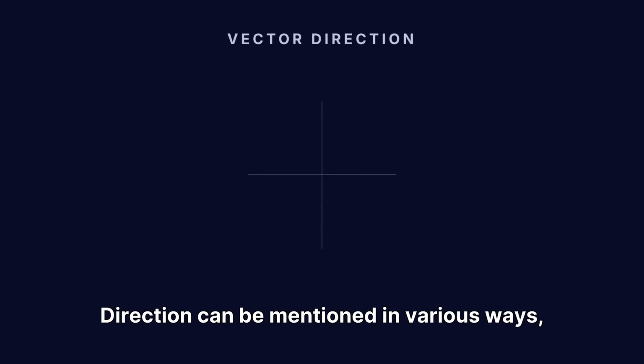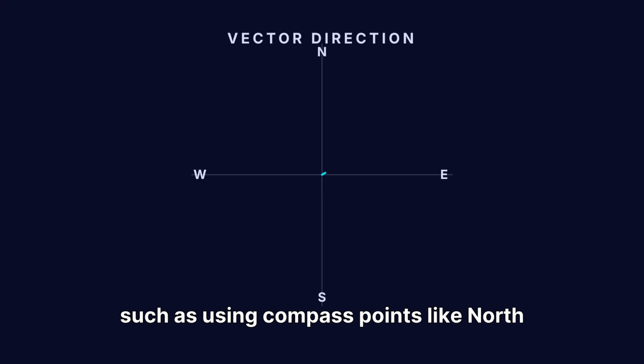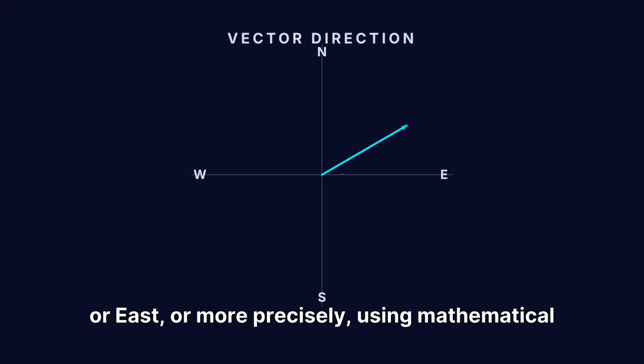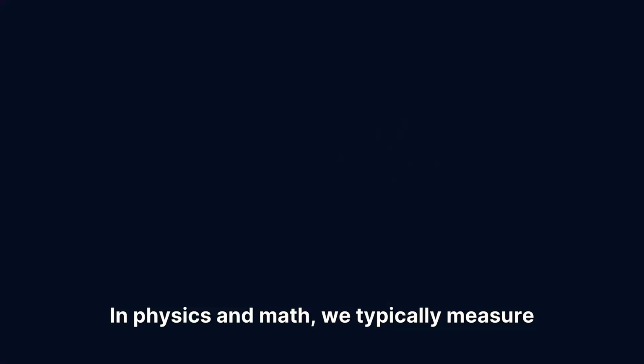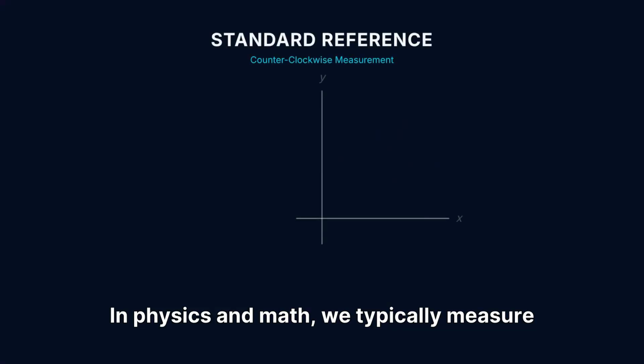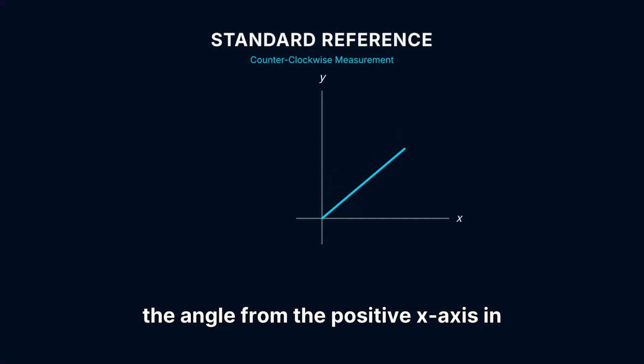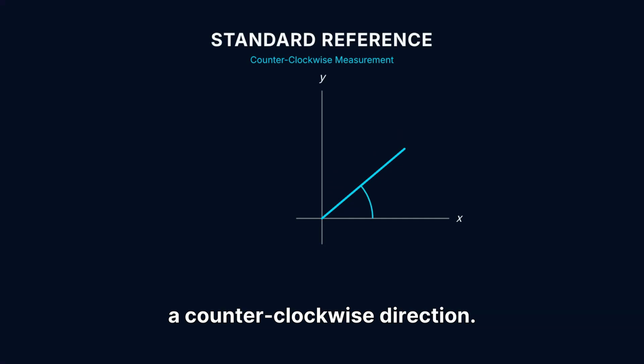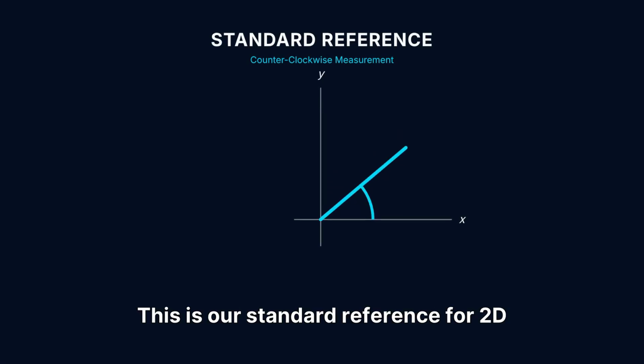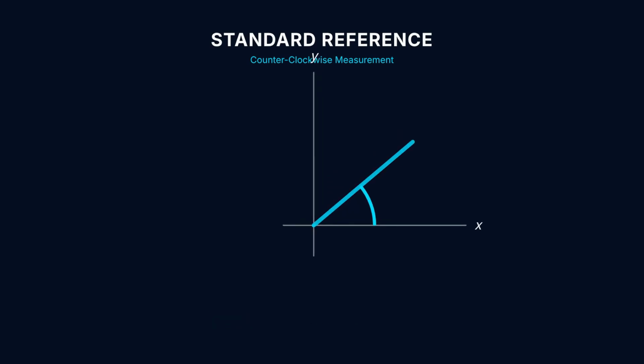Direction can be mentioned in various ways, such as using compass points like north or east, or more precisely, using mathematical angles. In physics and math, we typically measure the angle from the positive x-axis in a counterclockwise direction. This is our standard reference for 2D vectors.